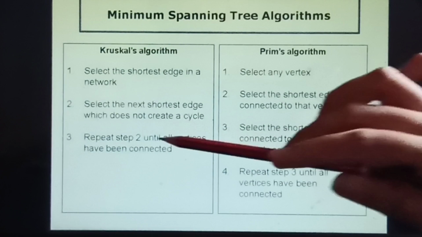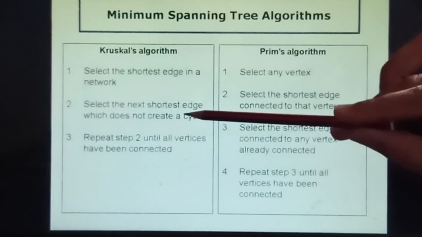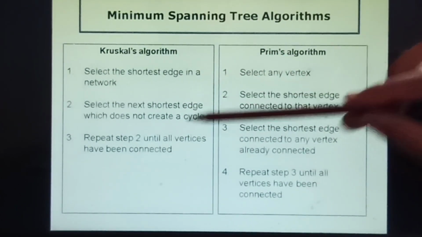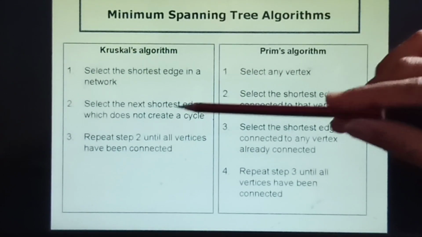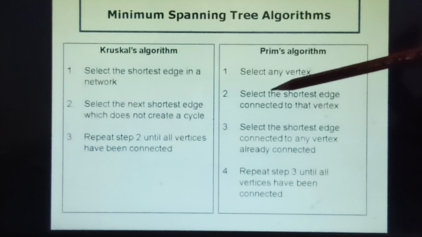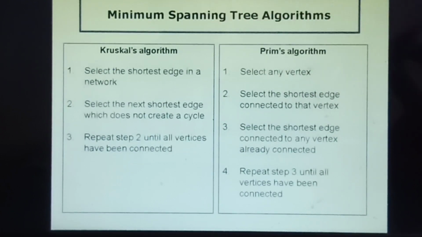So if you see these 2 algorithms, Kruskal's algorithm works edge by edge and Prim's algorithm works vertex by vertex. But by both these algorithms, we are getting the same minimum spanning tree. We will take one example.